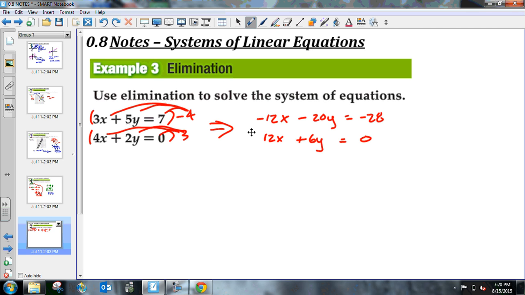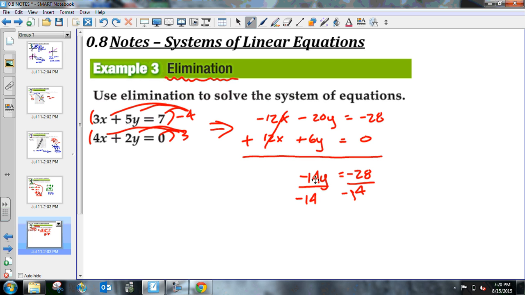Now I'm going to add these two equations together. The -12x plus 12x adds to 0. That gets eliminated, hence the name elimination. Now I'm going to take -20y plus 6y, and that's going to give me -14y, and that's going to equal -28. Now I can solve for y. y is the only variable I have left. I'm going to divide by -14 on both sides, and this ends up giving me +2. So y is equal to +2.